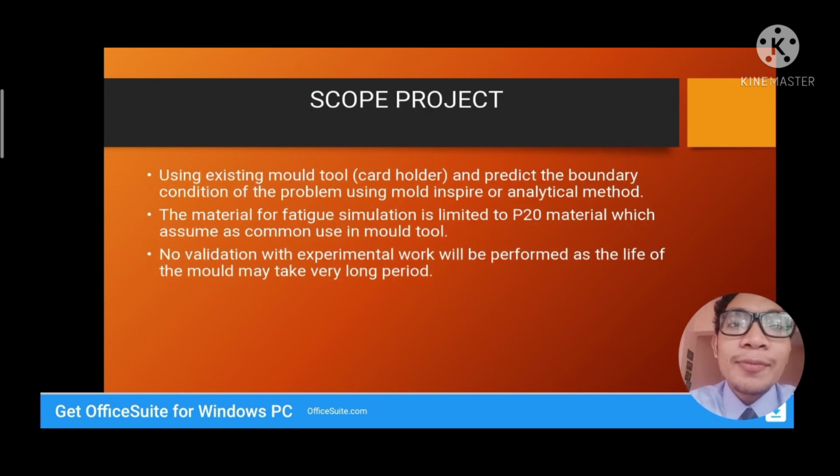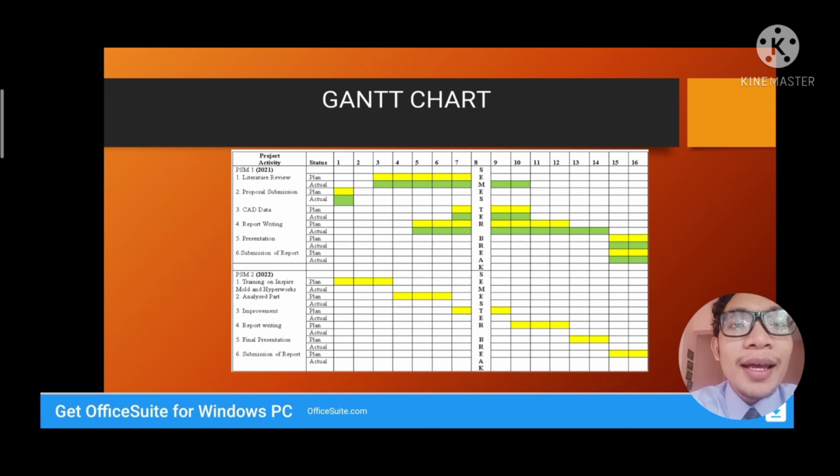The scope of this project is using an existing mold tool as the card holder and predicting the boundary conditions of the problem using Moldflow or an analytical method. The material for fatigue analysis is limited to P20 material, which is assumed to be commonly used in mold tools. No validation with experimental work will be performed, as the life of the mold may take a very long period. This is my Gantt chart for doing the project.